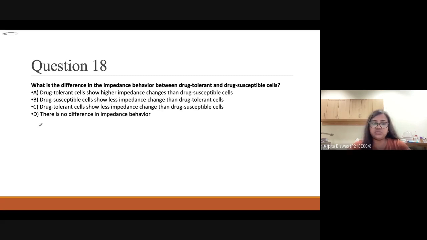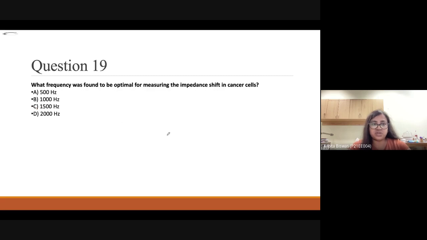The right answer is option C. Drug tolerant cells show less impedance change than drug susceptible cells. Okay, so next, moving toward question number 19.